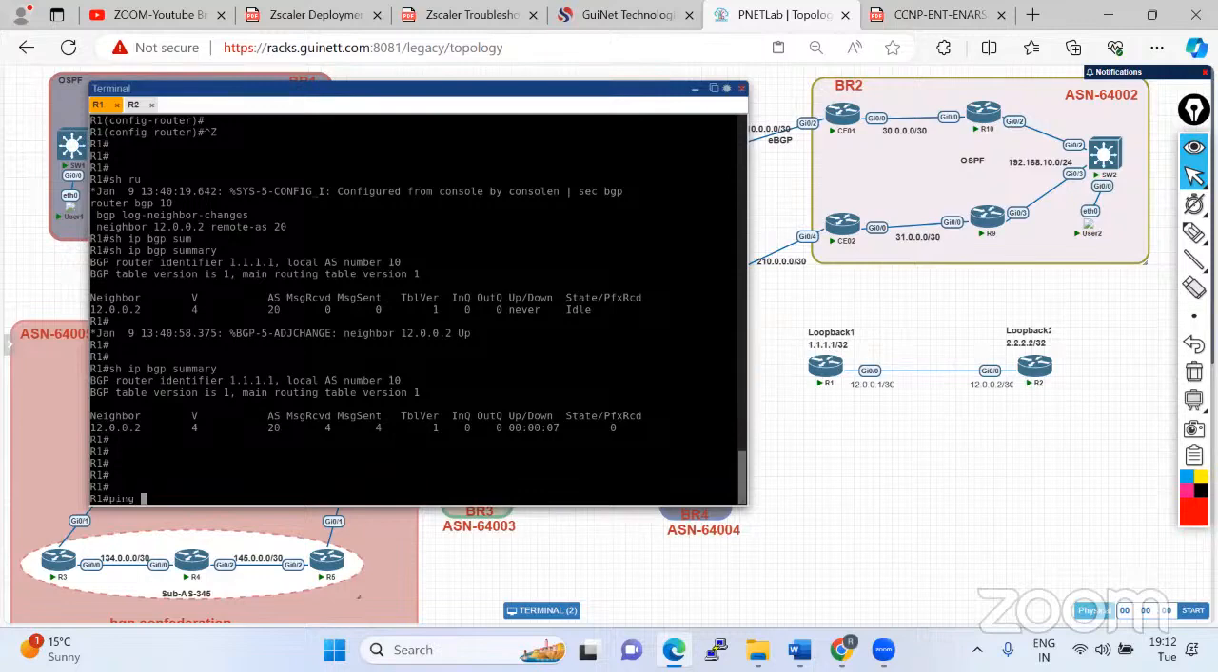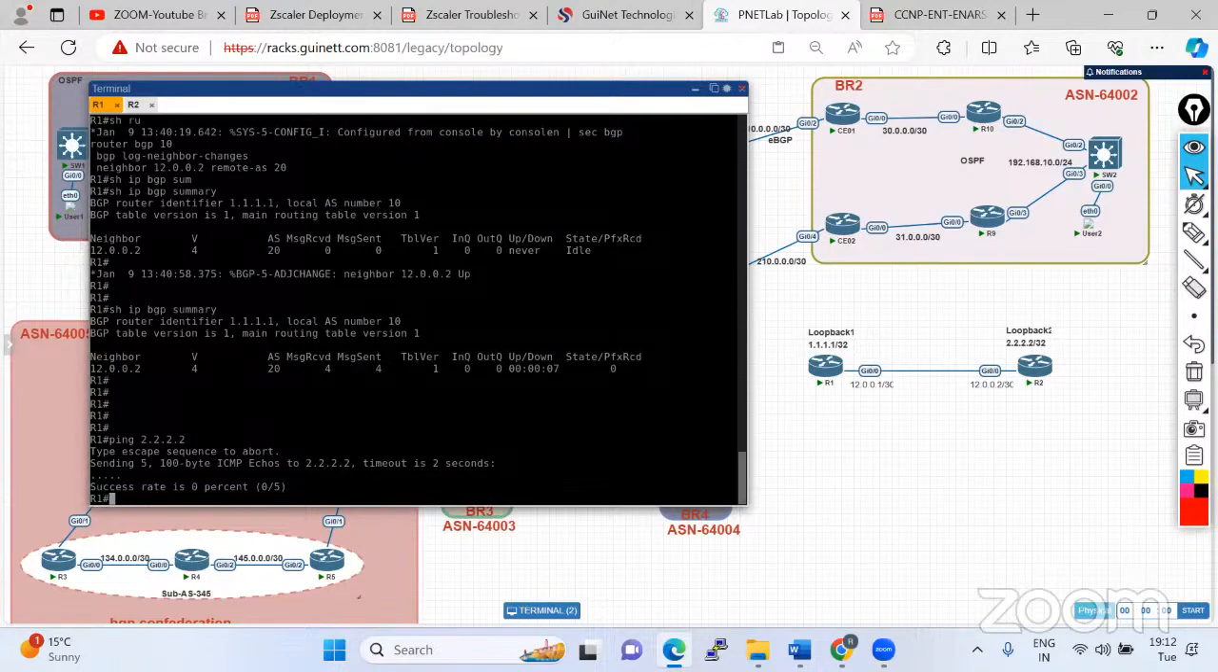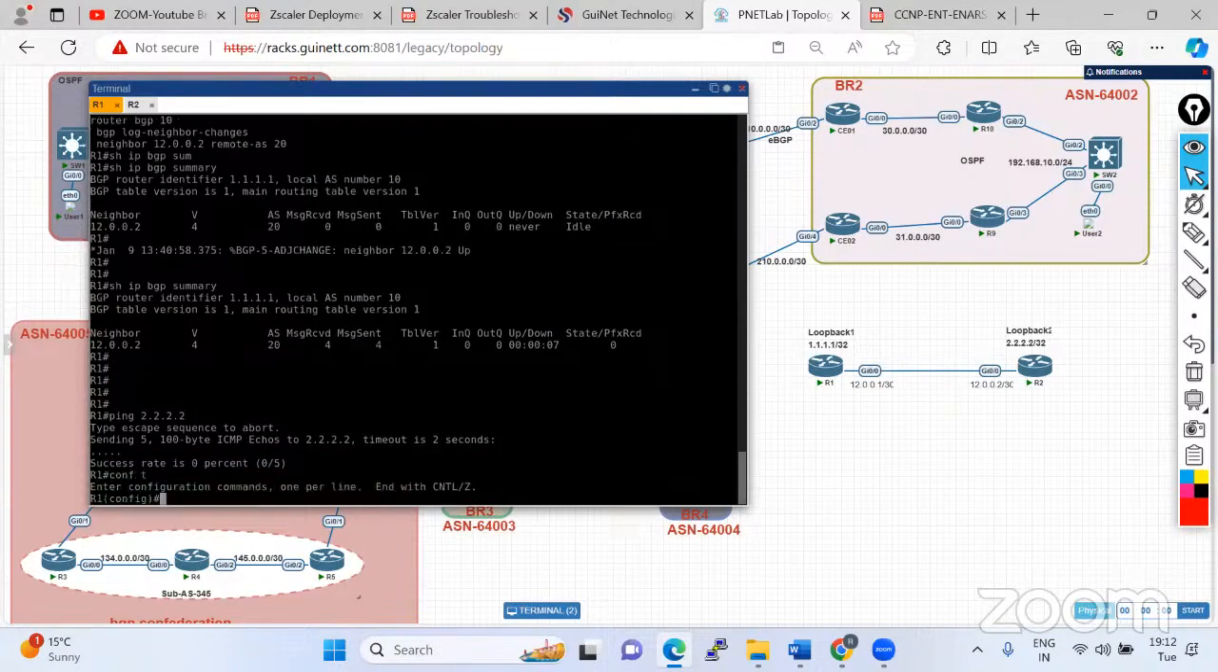But if I ping R1 to R2, it is not pingable. Loopback to loopback is not reachable because the loopbacks have not been advertised in BGP. So the network you want to reach from one neighbor to another, you also have to advertise in BGP. I can make the neighbor session a loopback BGP connection via IGP reachability, but now I'm just going to show how I can advertise my networks, which I want to make reachable from R1 to R2 via BGP.